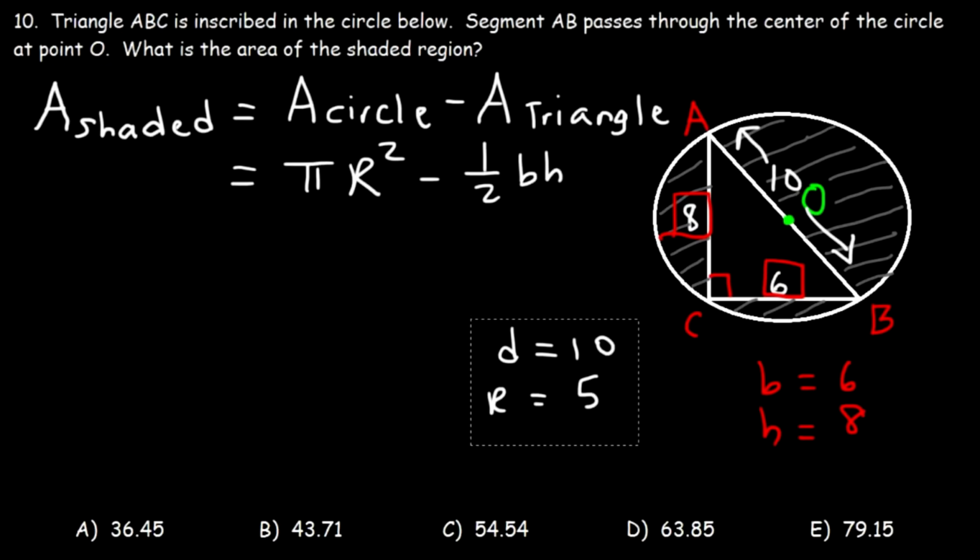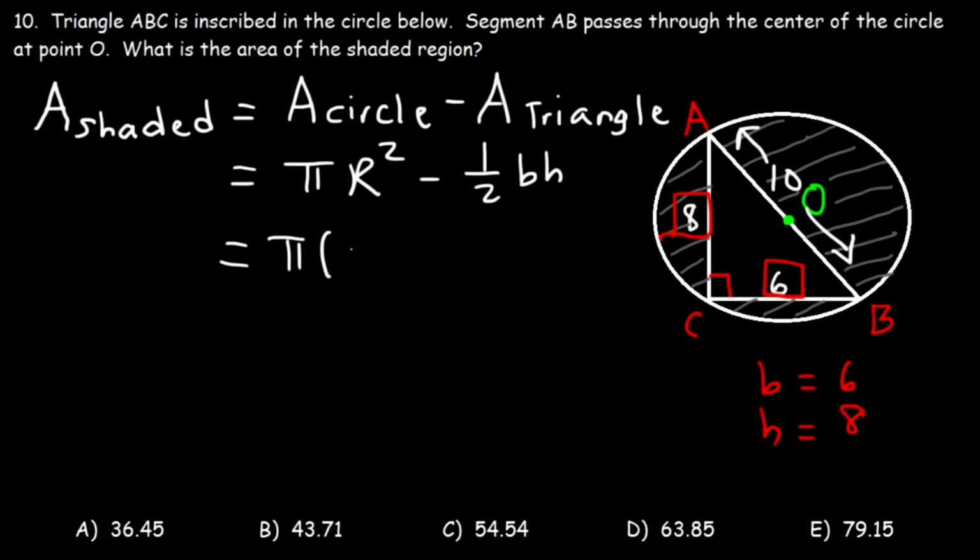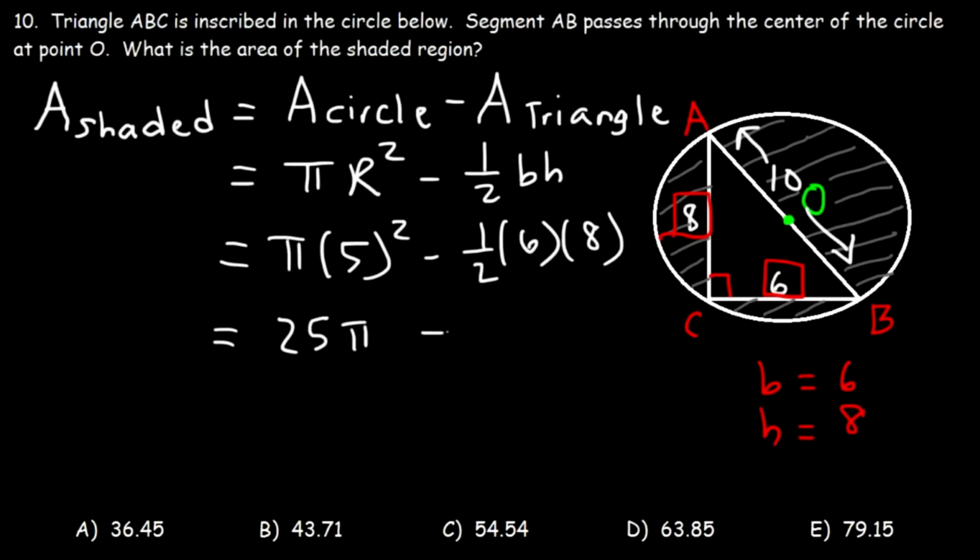And we can also find the area of the shaded region. So R is 5, the base is 6, and the height is 8. So the area of the circle is going to be 25 pi. And the area of the triangle, 6 times 8 is 48. Half of 48 is 24. So that's the area of the triangle. Therefore, the area of the shaded region is the difference between those two values.